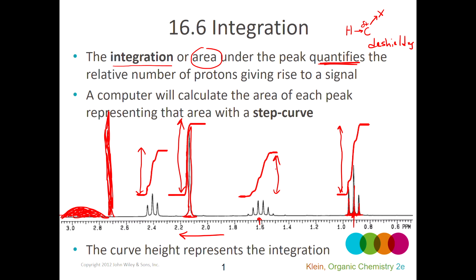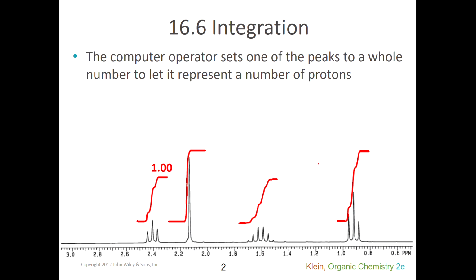And so when the computer does that, it won't put any numbers on it, right? It'll just give you these step curves which are proportional to the area under the peak. So you have to, as a computer operator, when you're running an NMR, set one of these integration curves to some value. And then the computer will calculate the other values relative to that. So if I set this one arbitrarily to 1, maybe I suspect this signal is due to one hydrogen.